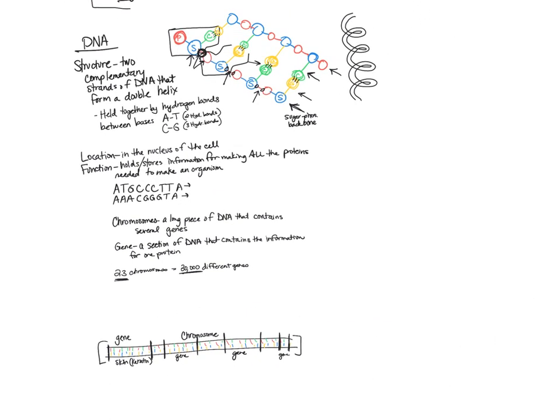All right, so now that we've taken a look at DNA, our double-stranded DNA, and we know that our monomer is the nucleotide, and we remember it has the phosphate sugar backbone with our nitrogenous base. Now we're going to take a look at the second nucleic acid, which is RNA.